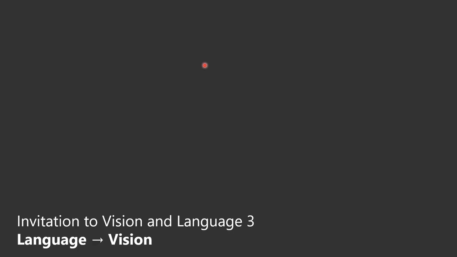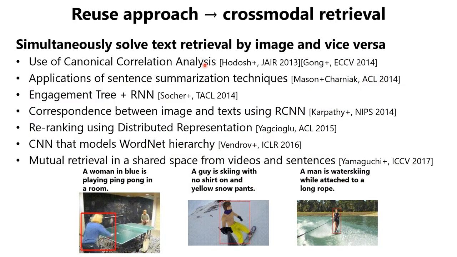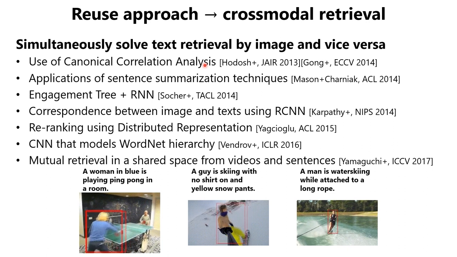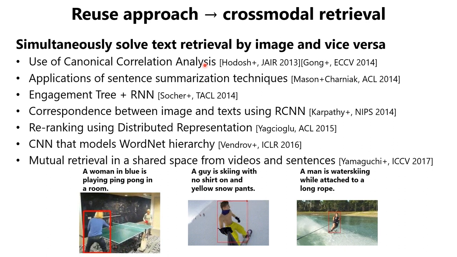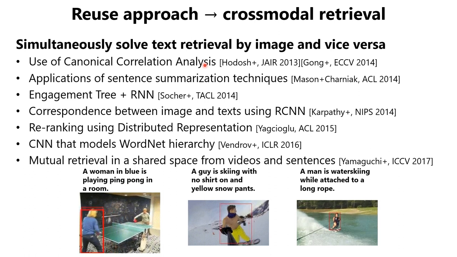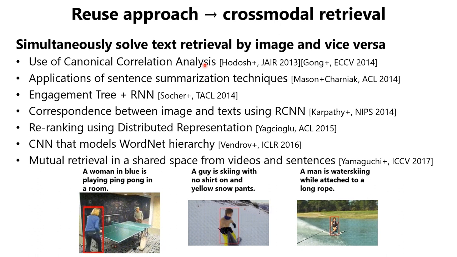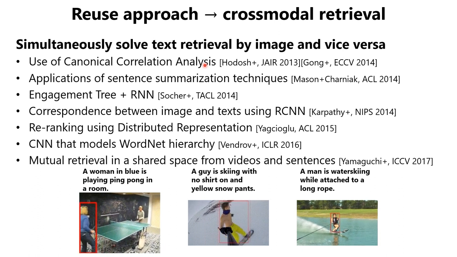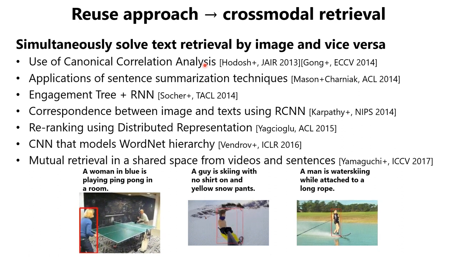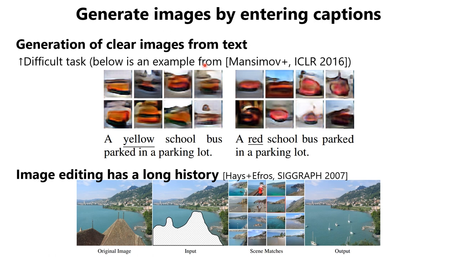Now, I'd like to talk about the next group of research, which is the generation of images from text. Here, I would like to refer again to the previous example of cross-modal search. The slide here is exactly the same, but there is research being conducted that simultaneously solves the search for images with text and the search for text with images. Because we can perform image search from text, we also want to generate new images from text, just as with caption generation. But actually, generating images has been a rather difficult task.